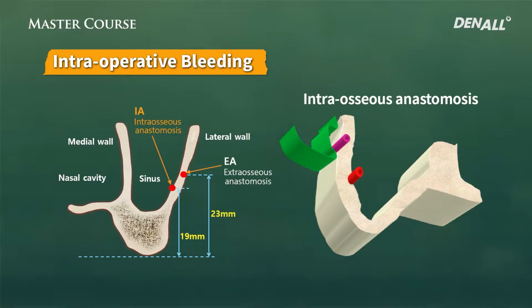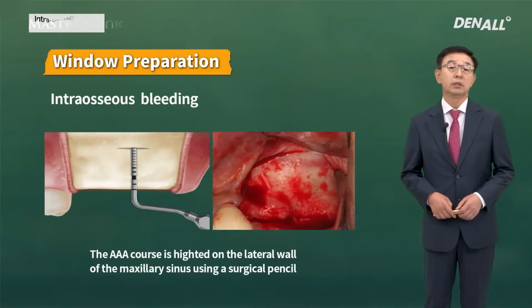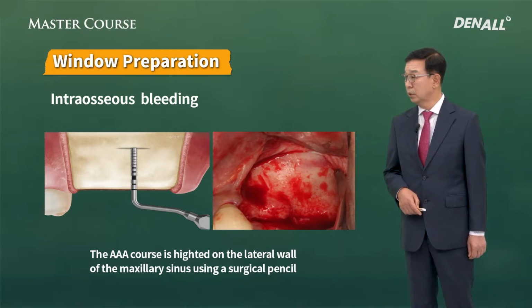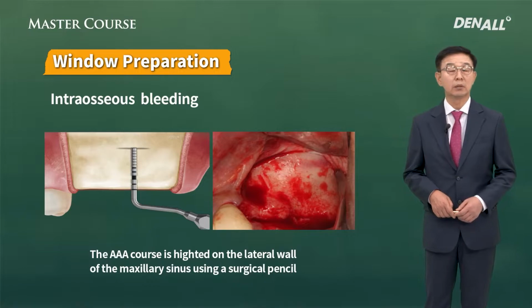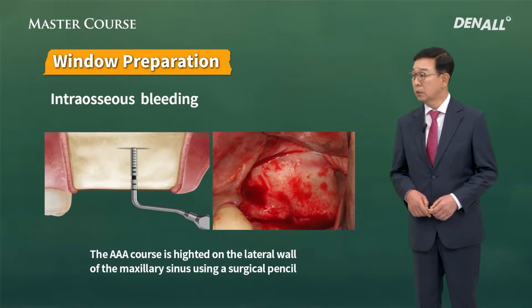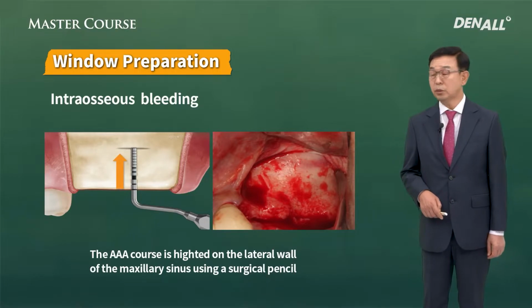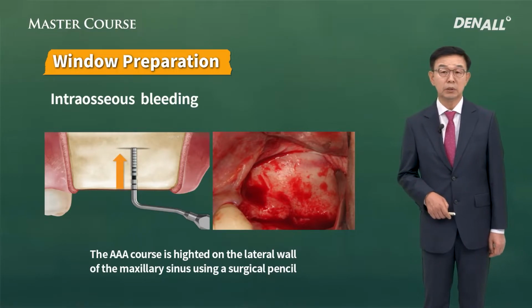Next, I'm going to talk about bleeding within the bone. In other words, in the case where there's damage to the intraosseous artery. Upon window formation, if this vessel is damaged, bleeding can occur. Intraosseous artery is 19 millimeters superior to the alveolar crest. It may vary depending on the patient and the condition. It can be more inferior, and in that case, bleeding can occur.